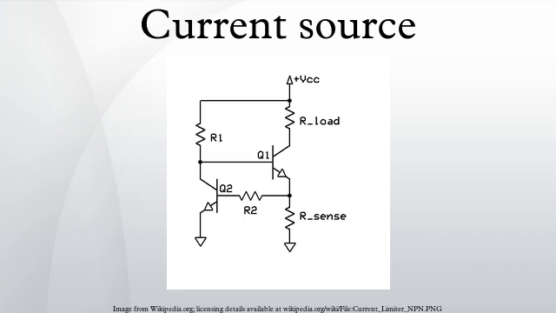There are two types. An independent current source delivers a constant current. A dependent current source delivers a current which is proportional to some other voltage or current in the circuit.